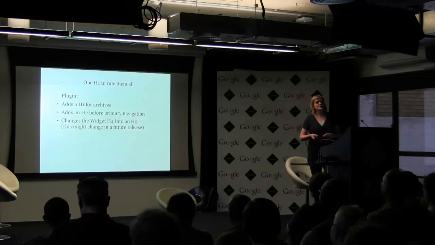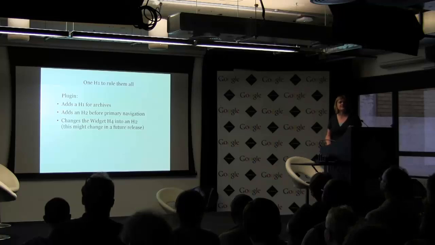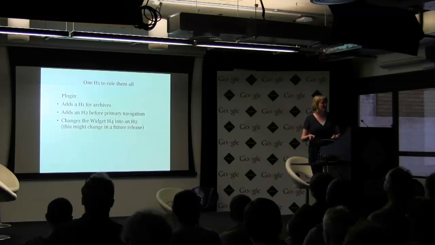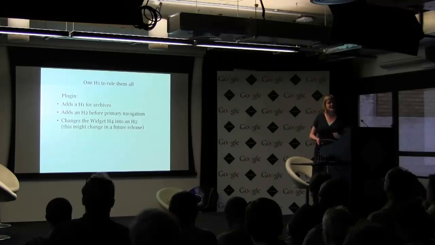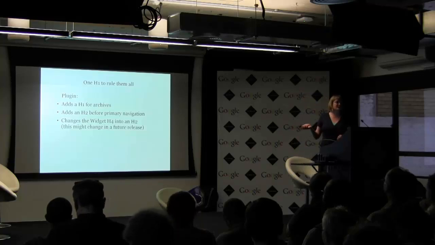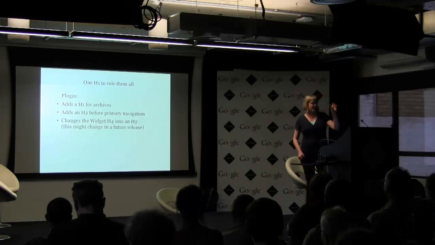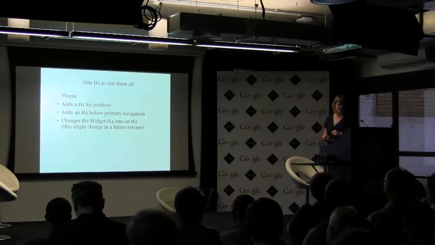Furthermore, one H1 to rule them all. One H1. The plugin adds an H1 on archives. In standard Genesis, there are no H1s for archives, only H2s. The plugin adds an H2 for primary navigation and changes the widget heading from an H4 to an H2. This may change in the future. There are some arguments. Maybe we have a sidebar H2 and then the widgets H3 to have a compromise for the SEO expert from the Netherlands.